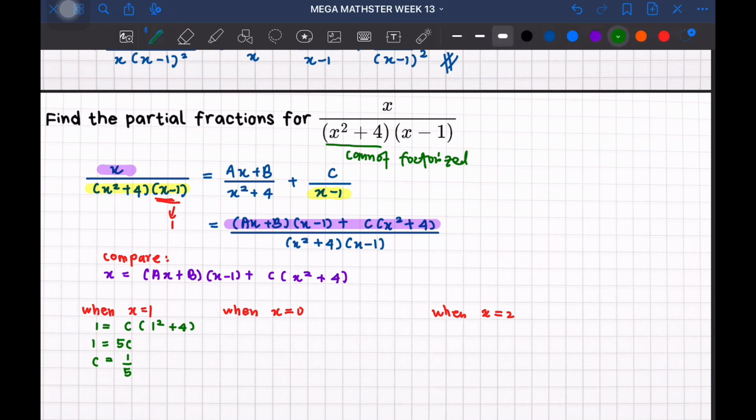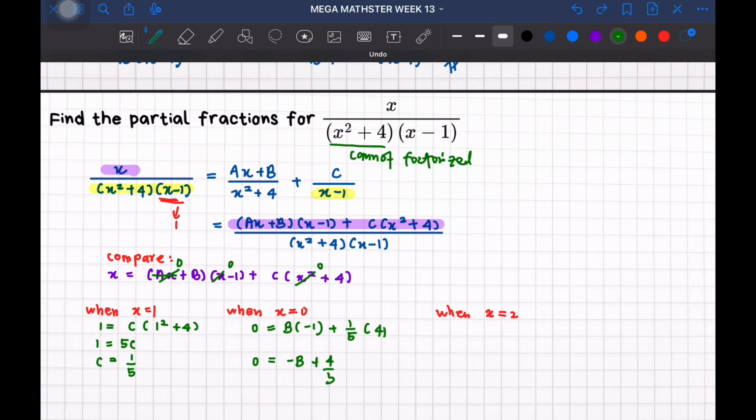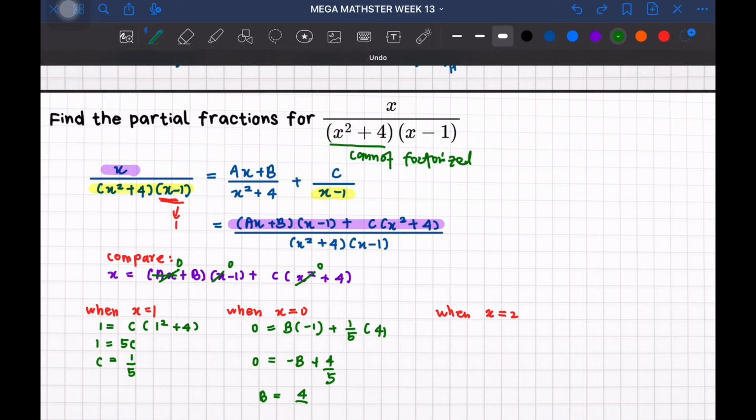Okay, and then the next value is x equal to 0. For x equal to 0, this one will become 0, this one will become 0 as well, and this is 0, this is 0. So we have 0 is equal to b times negative 1 plus c, so c is 1 over 5, times 4. So we will have 0 is equal to negative b plus 4 over 5. So b is equal to 4 over 5.